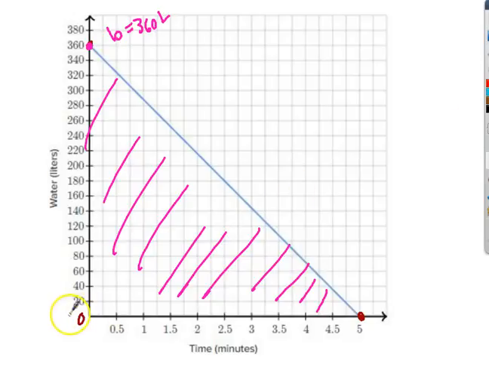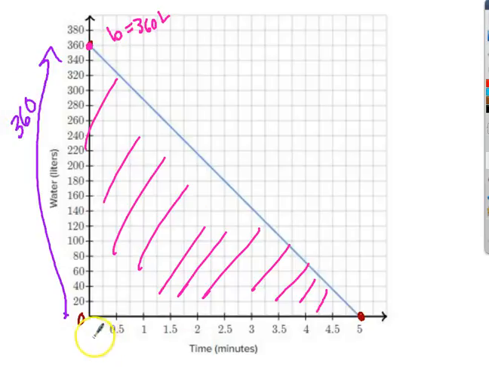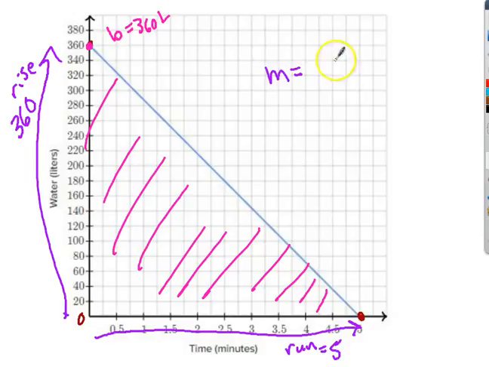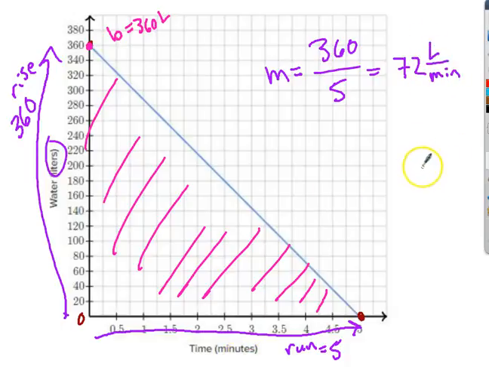The rise from 0 up to 360 is 360. The run sideways to 5, this is the rise, this is the run, is 5, and so the slope is 360 divided by 5, which is, let's see, 5 goes into 36, 7 times, 72. It's the rise over the run, so it's the liters divided by the minutes. Liters over minutes. So the speed at which this was running out was 72 liters per minute.